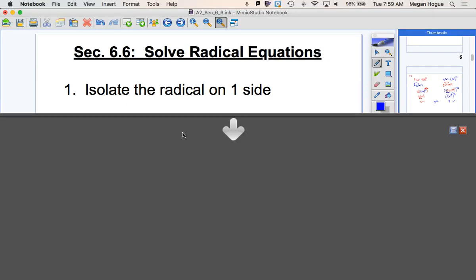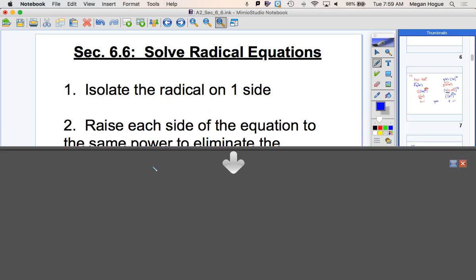So step number 1 is to isolate the radical on one side. When we're solving radical equations, step number 1 is to isolate the radical on one side. Tomorrow we'll start dealing with two radicals, but right now we're just going to have one radical, so you're going to isolate it on one side. Another way I could say that is you want to get the radical by itself.